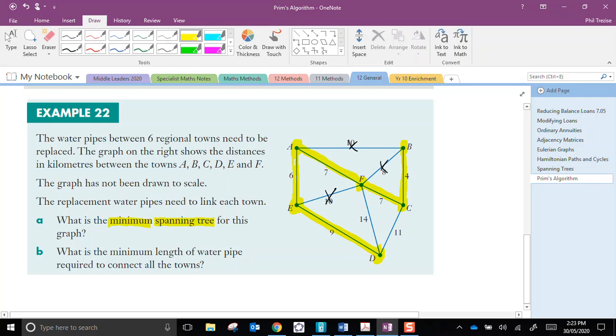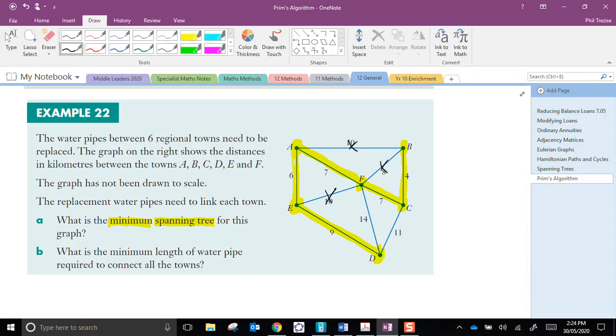Is this thing a tree? Yes, because there are no loops, there are no cycles, and there are no multiple edges. Does it cover every single vertex? Yes, so it is a spanning tree. And because I applied Prim's algorithm, adding bit by bit and choosing the lowest value connection at each point, it is a minimum spanning tree.